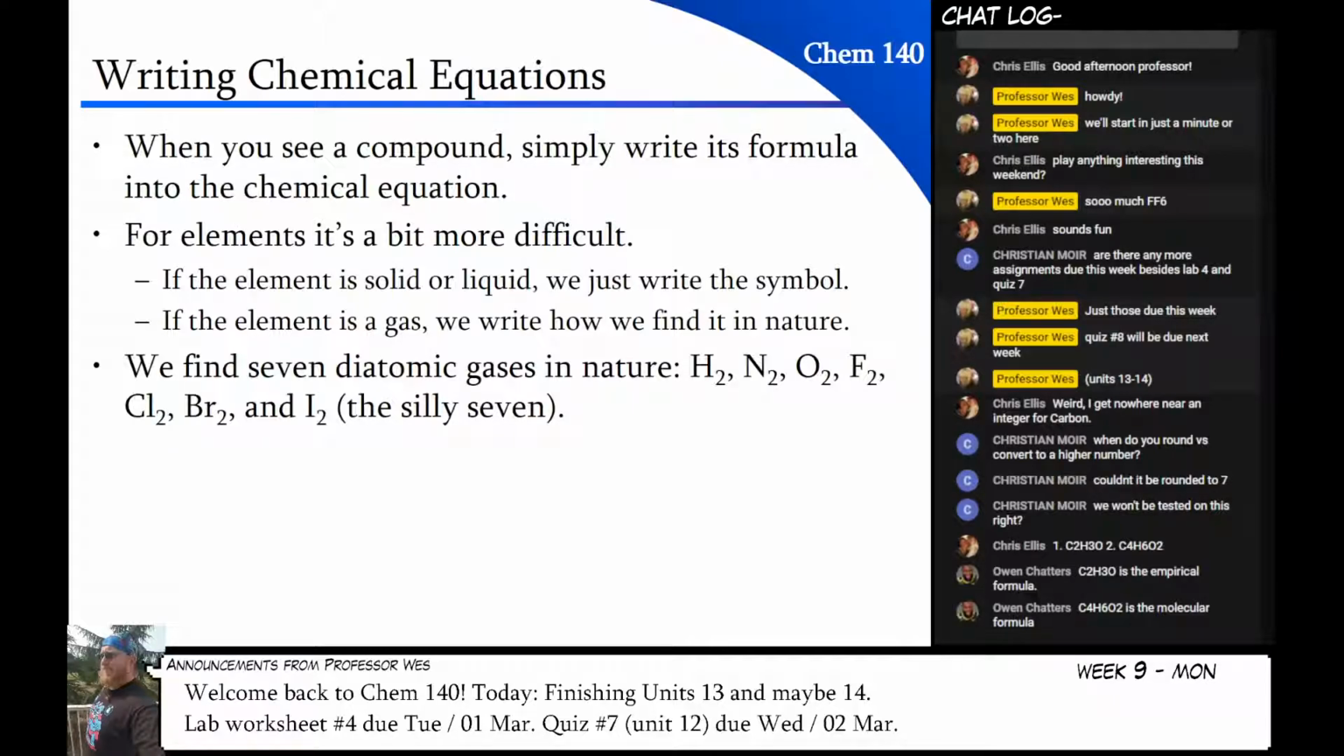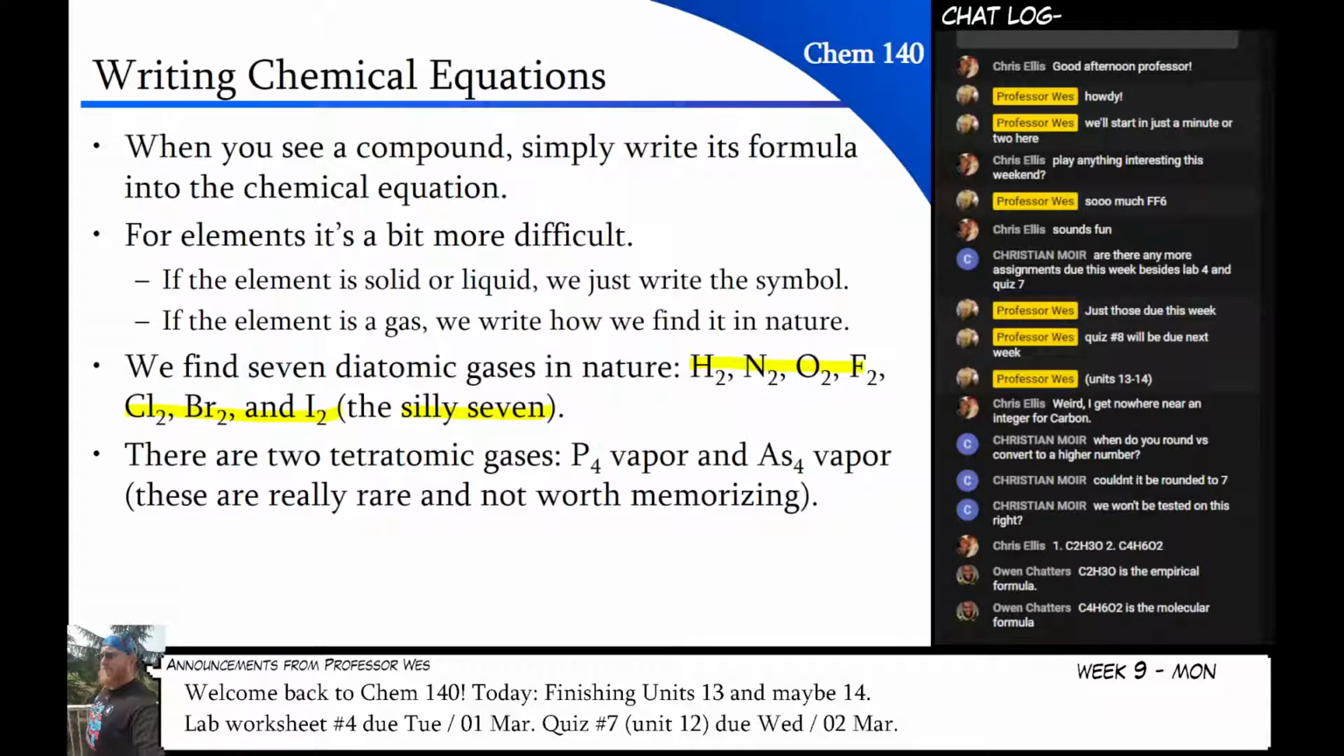You're going to see these 7 substances so often that it is worth committing them to memory, and I'm going to give you a little mnemonic for this on the next page here. These are the silly 7. Phosphorus and arsenic make tetraatomic gases. Don't bother memorizing those. You're not going to need to. In fact, beyond me saying that right there, you'll probably never see that information again. I only know it because I've seen it in textbooks, and I'm like, I guess I'll mention it.